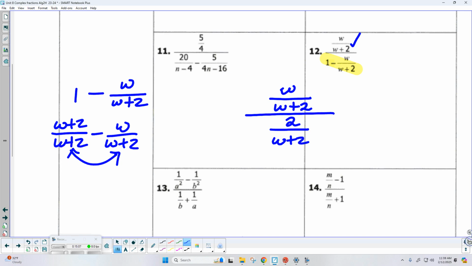No, because we're not subtracting it. The only thing we have in front of this is a plus. So that negative would only distribute to that one numerator.